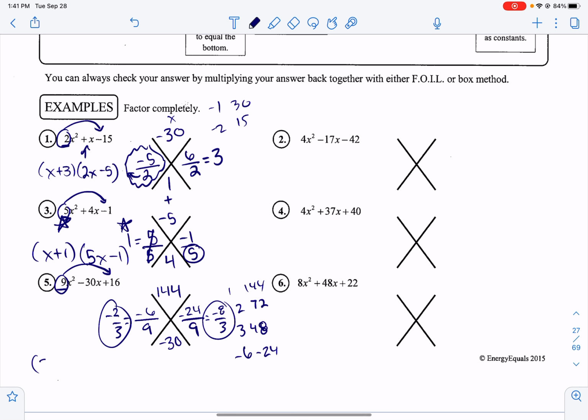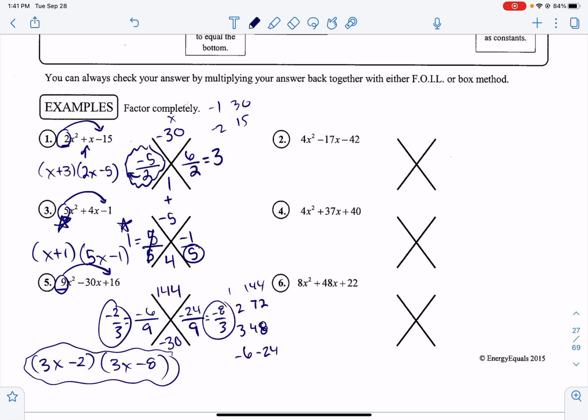So on the left, the 3 comes out in front, and the negative 2 goes after the x. From the right, the 3 goes out in front, and the negative 8 comes after the x. So my answer would be 3x minus 2, 3x minus 8.